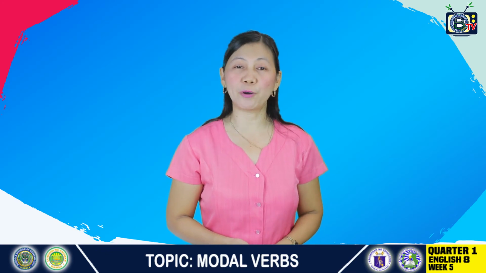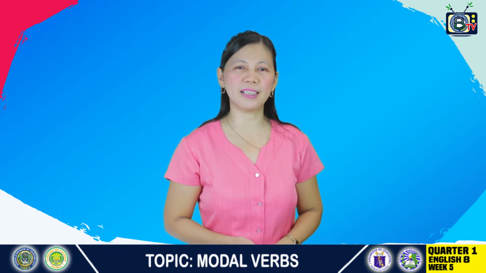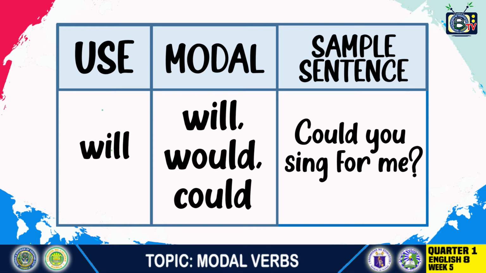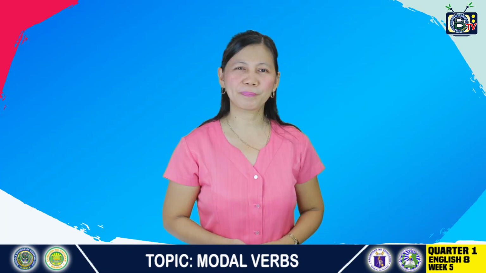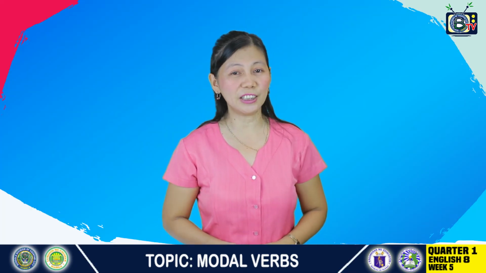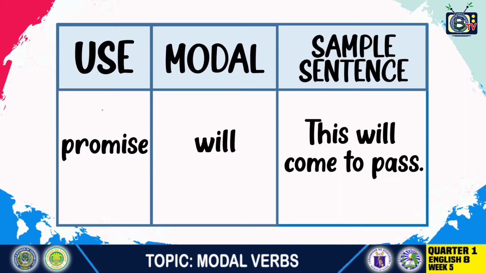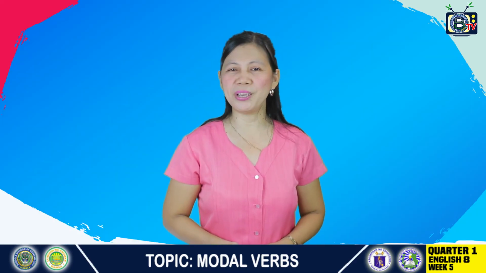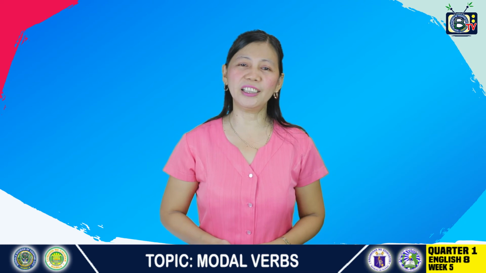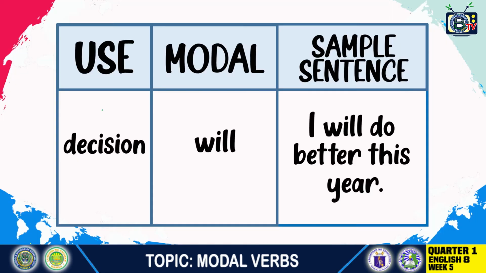If you mean request, the modal verbs are will, would, or could. And the sample sentence is: could you sing for me? But if you mean promise, the modal verb is will. The sample sentence is: this will come to pass. But if you mean decision, another is will. The sample sentence is: I will do better this year.